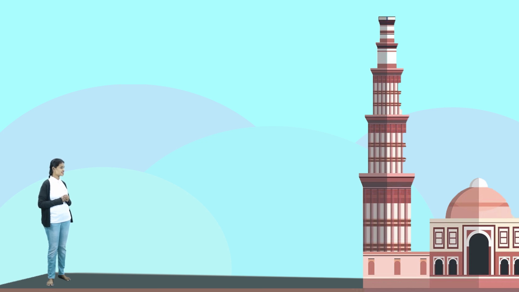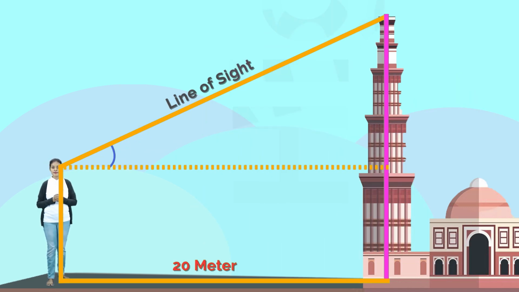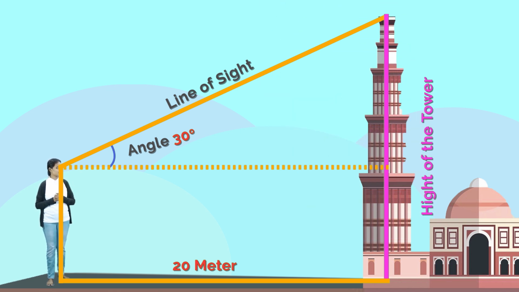Now, we have just discussed the process to solve a problem when it's difficult to measure the height of any object. Now, let's take a real example with values and solve it for better understanding. From a point 20 meter away from the foot of a tower, the angle of elevation of the top of the tower is 30 degree. Find the height of the tower.